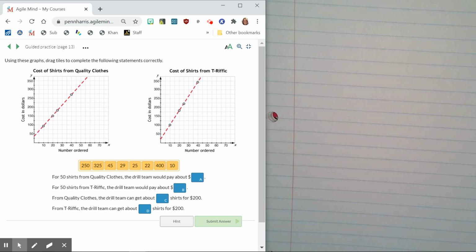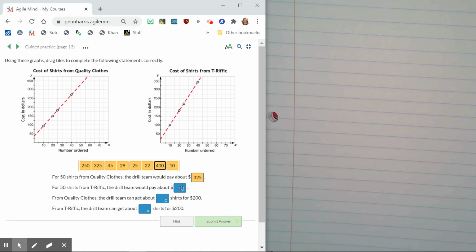So now we got to fill in some information here. For 50 shirts from Quality Clothes, the drill team would pay about what? So here's Quality Clothes, 50 shirts. If we go up that 50 line and go over, it looks like right between 300 and 350. So we'll call that 325. For 50 shirts from Terrific, the drill team would pay. So again, 50, we're going to follow that line up. Oh my goodness, it goes off the graph, guys. If I had to go off the graph, my guess would be about $400.